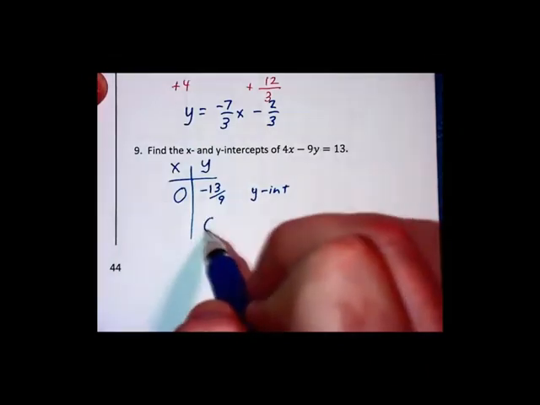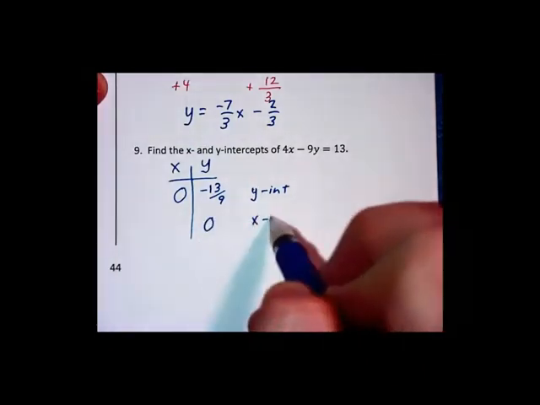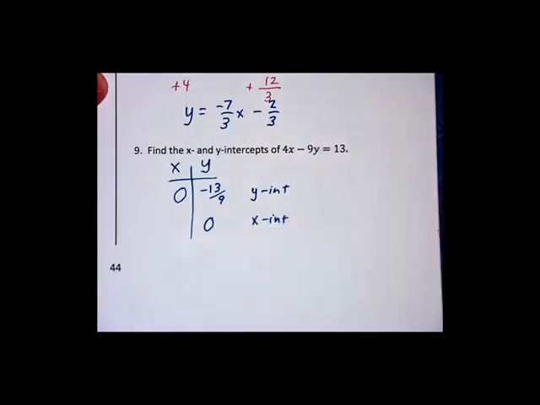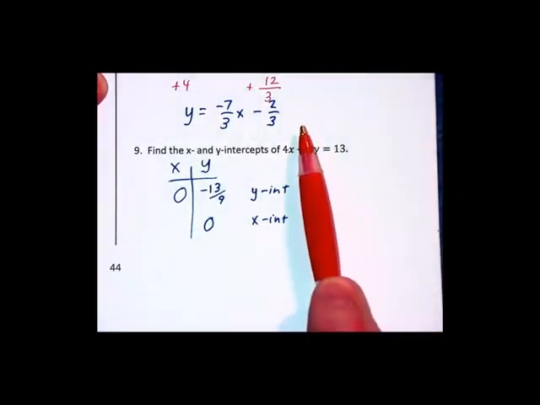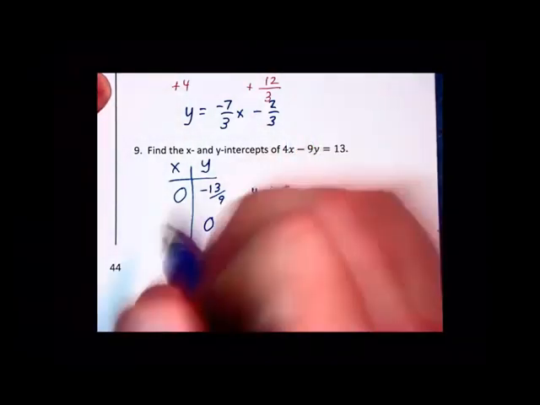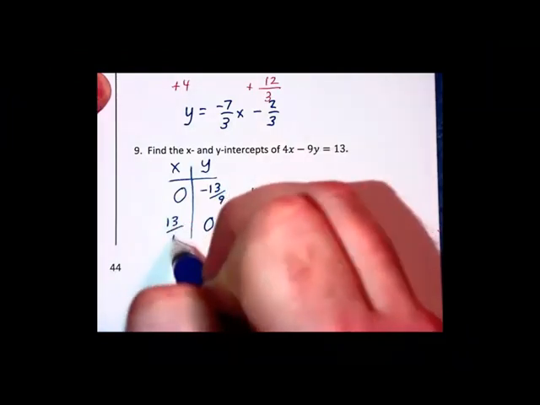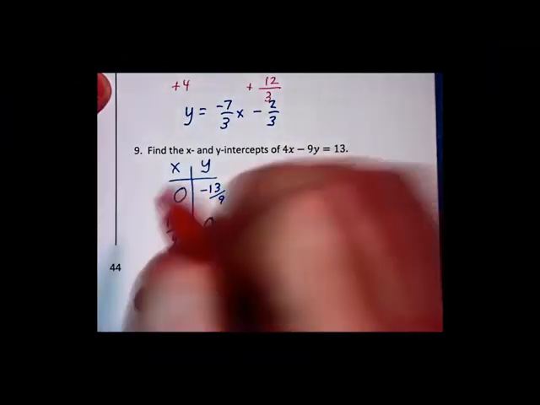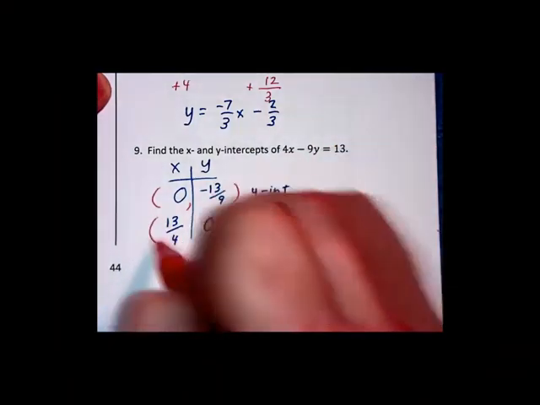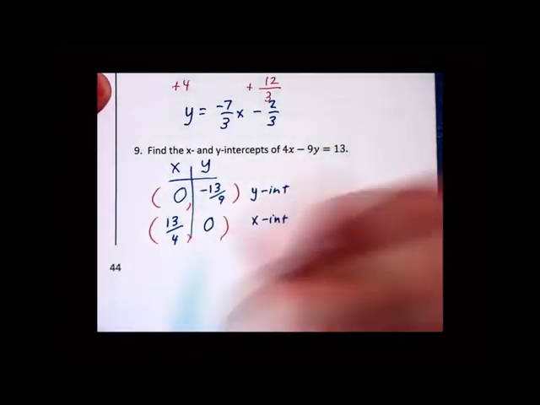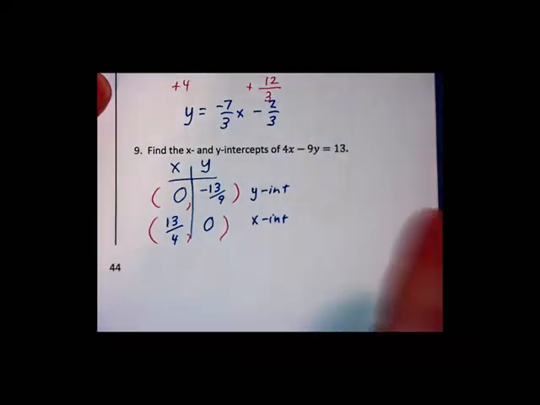If we let y be 0, we're going to get the x-intercept. Substituting 0 in for y here, zeroes out that part of the equation. We have 4x equals 13 left. Dividing each side by 4 gives us 13/4. So I'm kind of saving some space here. It's really (0, negative 13/9) and (13/4, 0) as the y and x intercepts.